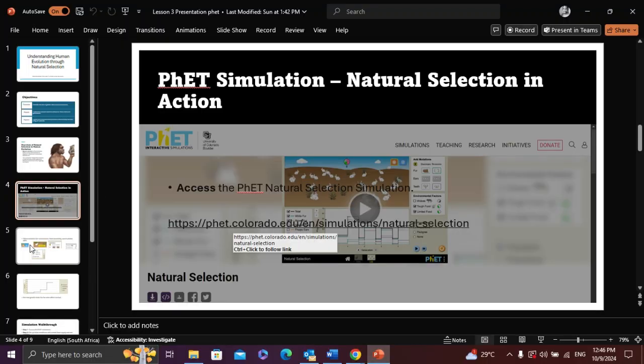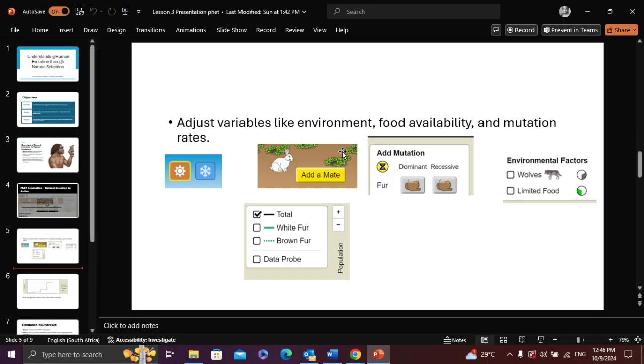Now this PhET simulation has variables. As you can see here, the first variable determines whether we are in a hot environment or a cold environment. And then the other variable says that you should add a mate. When you add a mate, they start reproducing and becoming more and more. And then the other one is that when we add a mutation, we emphasize which fur is going to be dominant, whether the brown fur or the white fur.